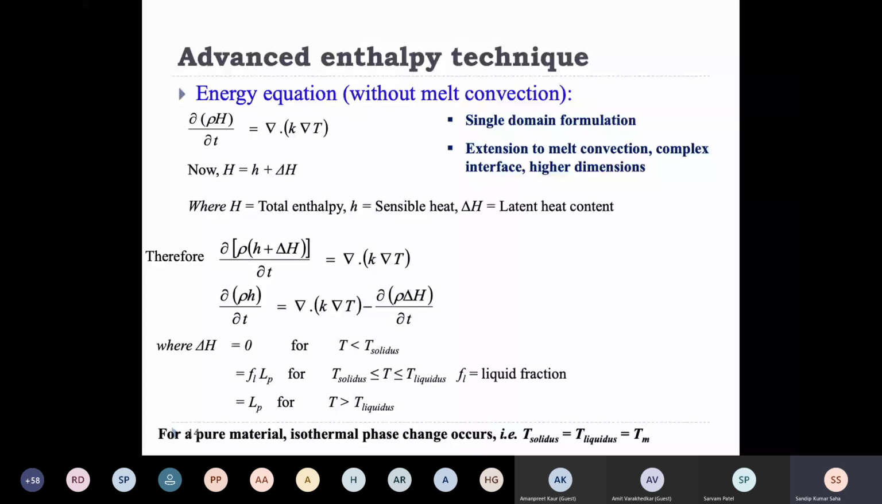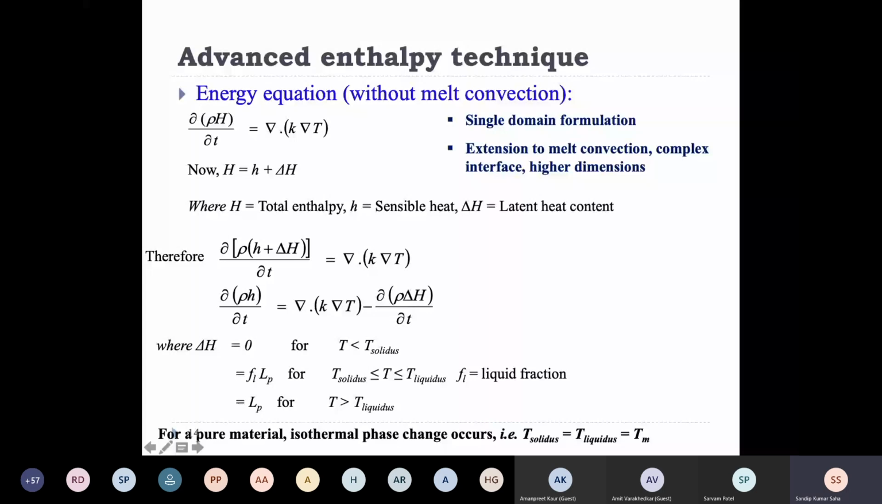Now if you substitute h plus delta h in place of capital H in this equation, you will get this equation: rho del h by del t equals divergence of k grad T minus rho del delta h by del t. Here you understand the right hand side term with the minus sign is basically a source term, which takes care of the phase change behavior, either from solid to liquid or liquid to solid.